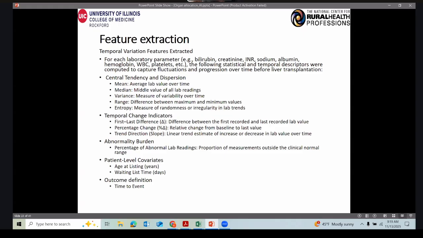Finally, our outcome was time to event, meaning that we modeled survival as the time from the transplantation until death or last follow-up. So these feature extraction steps allowed us to convert routine lab data into a set of rich time-dependent indicators of patient health variability. This is what makes the model more dynamic. It does not see a patient's lab values at one time point. It understands their entire trajectory leading up to the transplantation.